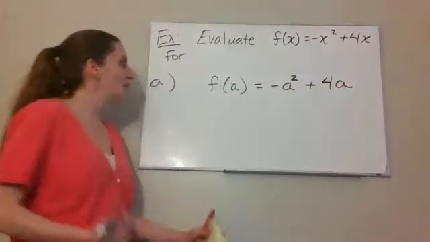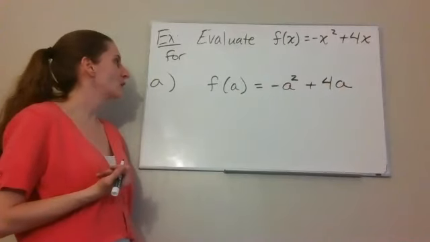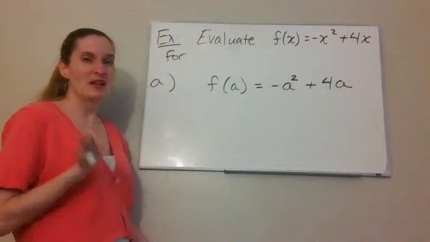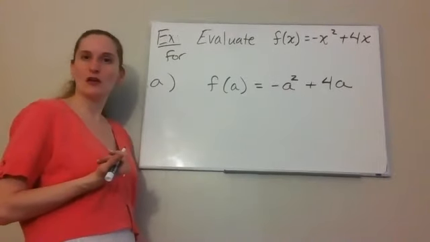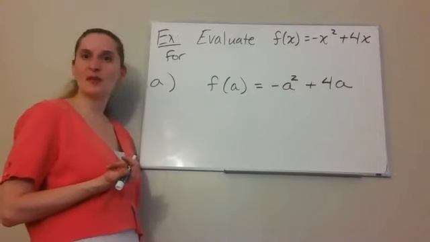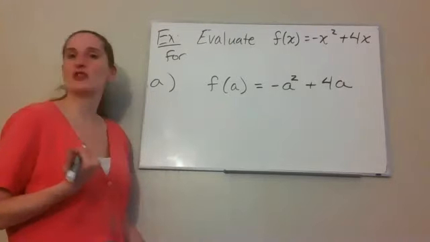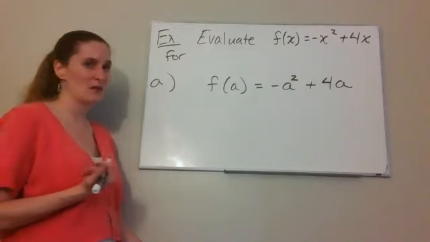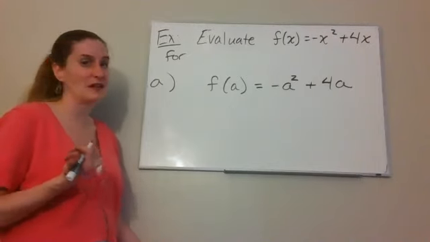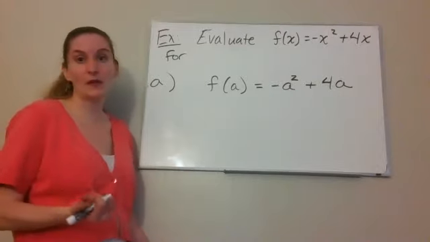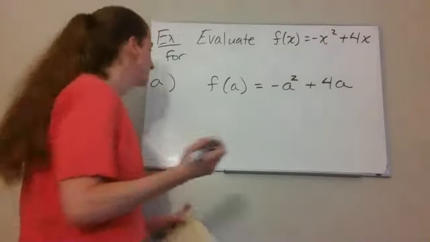And I get f of a is negative a squared plus 4a. And that's all we can do with it. One thing that students tend to struggle with a little bit on some of these problems in pre-calc is you don't always get answers that are just a number anymore. Sometimes you get some complicated looking things, and that's okay. Remember, we're getting ready for calculus in this course, so things are going to get more complicated.